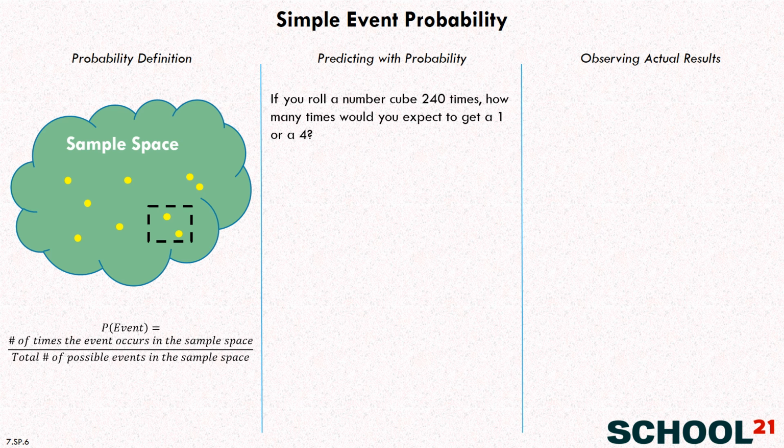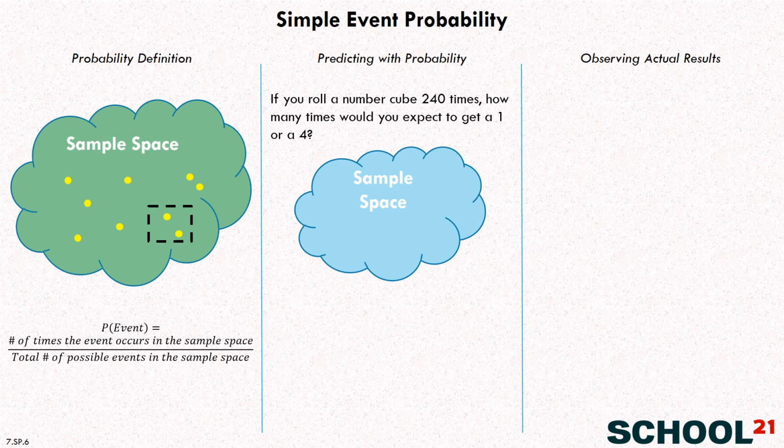If you roll a number cube 240 times, how many times would you expect to get a 1 or a 4? First, before we think about the 240 times, let's just calculate the probability of getting a 1 or a 4. Let's think about the sample space. You're going to roll a number cube one time. What are all of the possible results you could get? Well, you could get a 1, a 2, a 3, a 4, a 5, or a 6, and that's all of them.